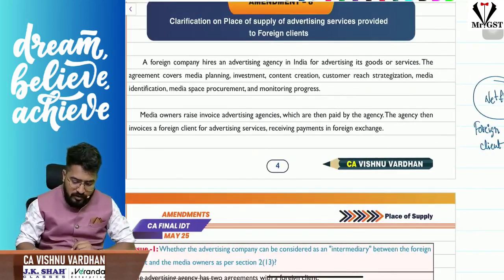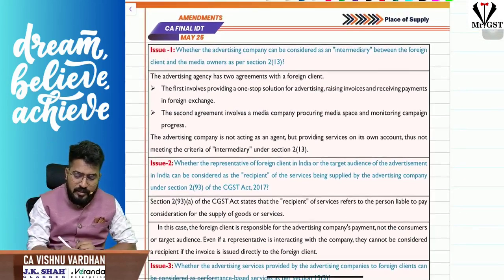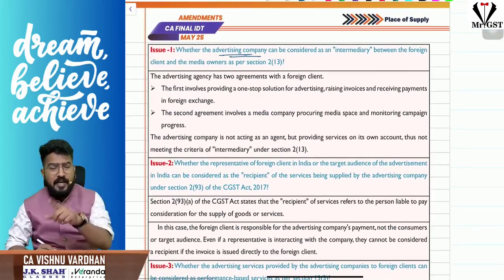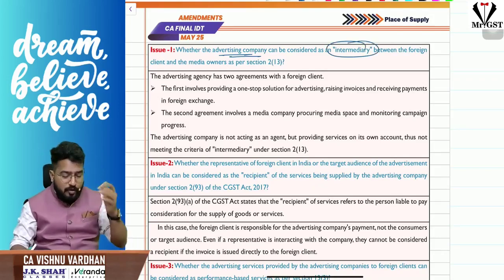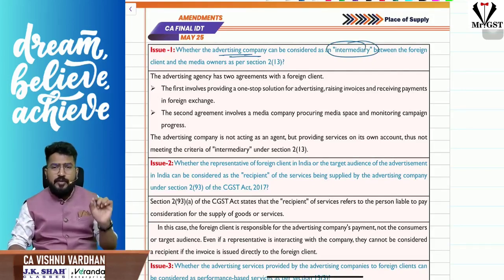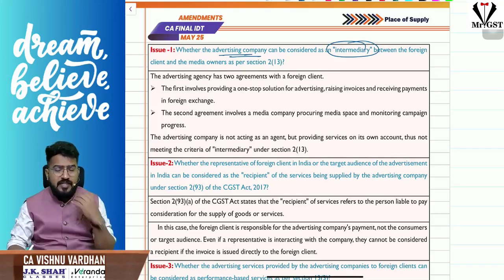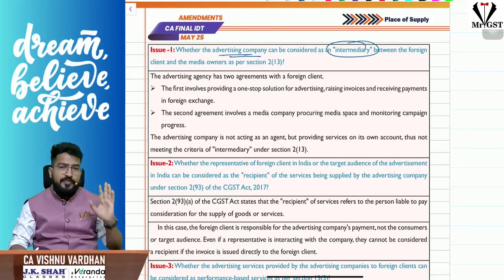Now first of all, the first issue is with respect to whether the advertising company, that is the Indian ad agency in our example, can be treated as intermediary here to the foreign company, the foreign client. The answer is absolutely no. Why? Because here, if you have observed, Indian ad agency is taking full responsibility of designing the ad, identifying the potential media spaces where it can be advertised, making the payments to media houses in India. All these things is complete headache of the Indian ad agency.